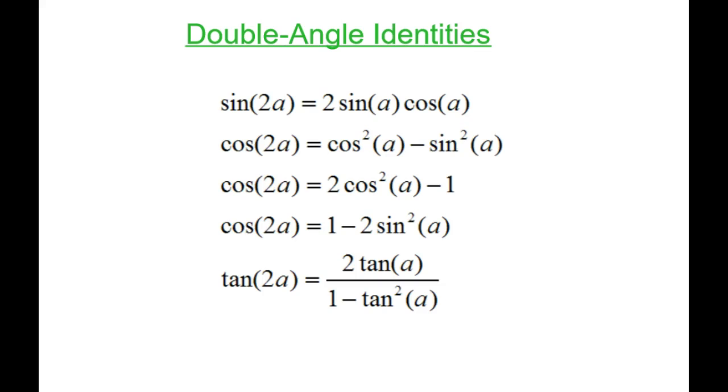We have those for sine, cosine, and tangent. Yes, there are three different ones we have for cosine. But if you look at the right portions of those equations for cosine, it's fairly easy to see, if we use the Pythagorean identities, how we can go from one of these forms to the other.